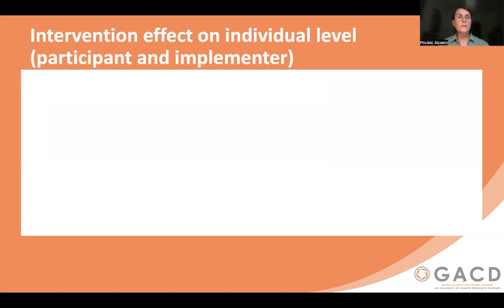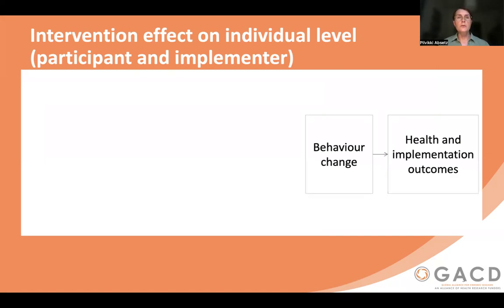I want to remind you of the intervention effect on individual level slide that I showed in my last lecture that I hope that you also have been able to listen to. But also want to emphasize that when we think about this model, we can think about both the participants or the recipients of our interventions, but also the implementers of our interventions. So then we look at the health and implementation outcomes that are a result of some kind of behavior change.